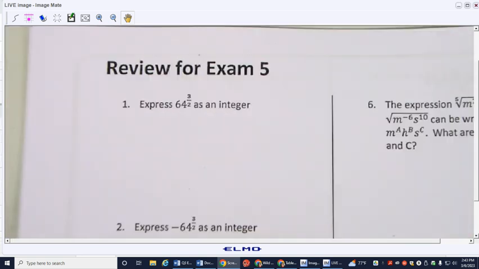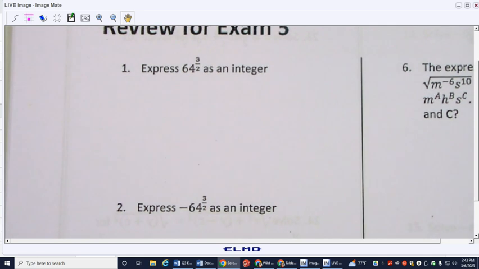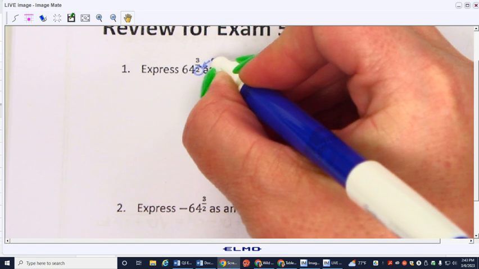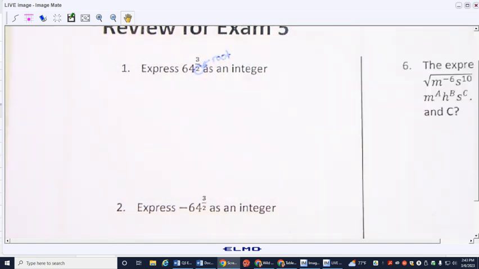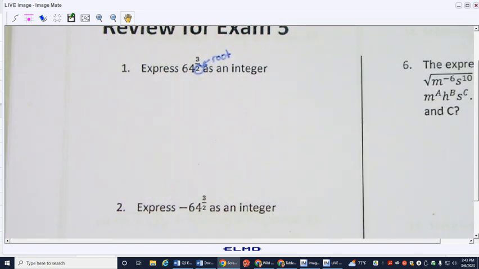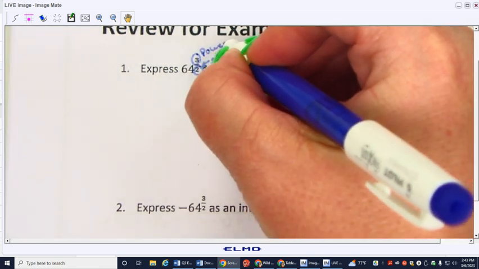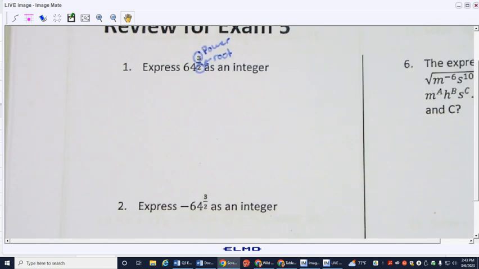the number in your denominator. Let me zoom in a little closer. The number in your denominator, that is the root that you're taking. So I'm going to take the square root because it's a 2. And then the number in the numerator is your power. So I'm going to raise it to the 3rd power. And you can do it in either order.